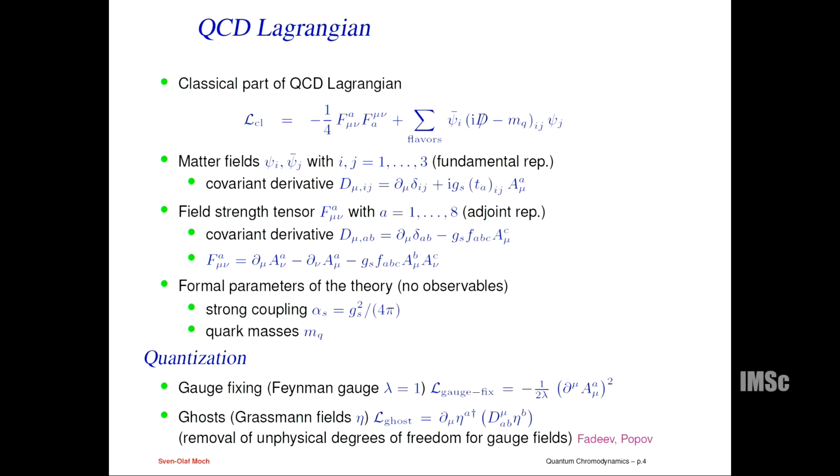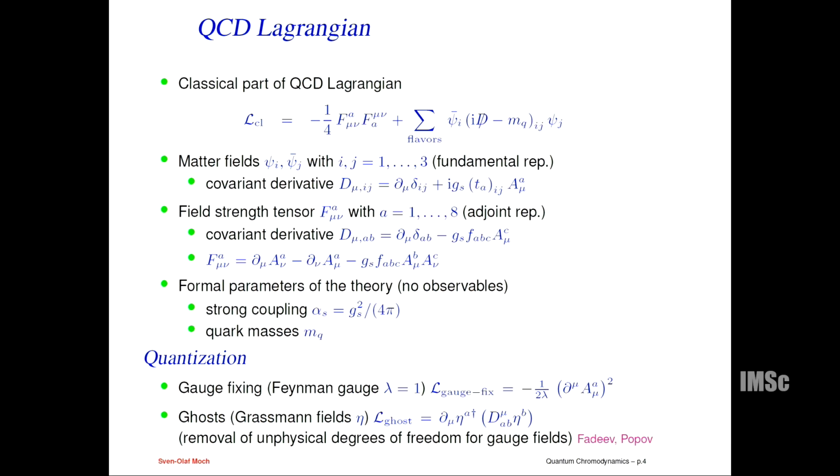So what are the set of rules that we need when we want to do computations with the theory? First of all we have to quantize. And that proceeds in 2 steps. We have to do gauge fixing. There are gauge degrees of freedom, of course, in here, and we have to fix this.